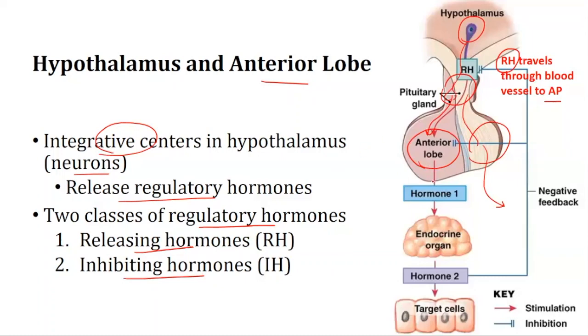So the anterior lobe is going to produce some hormones, also known as trophic factors. And the trophic factors are going to act on other endocrine glands, and these are going to produce second sets of hormones, and those hormones are going to work on the target cells. Okay, so there are more steps involved for the anterior lobe compared to the posterior lobe.